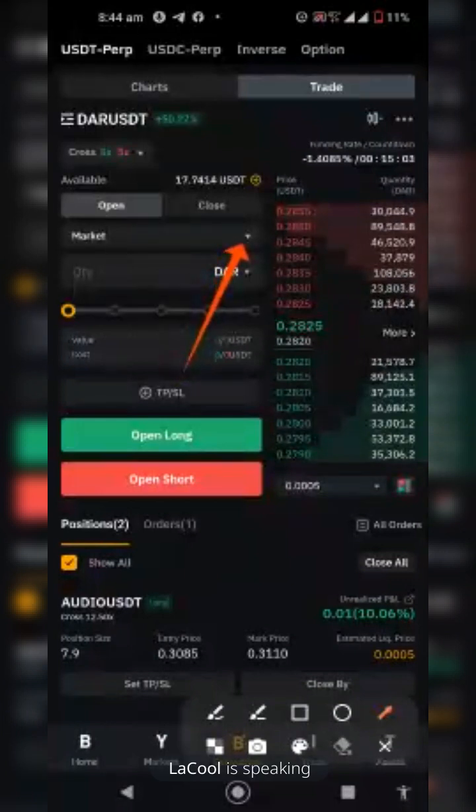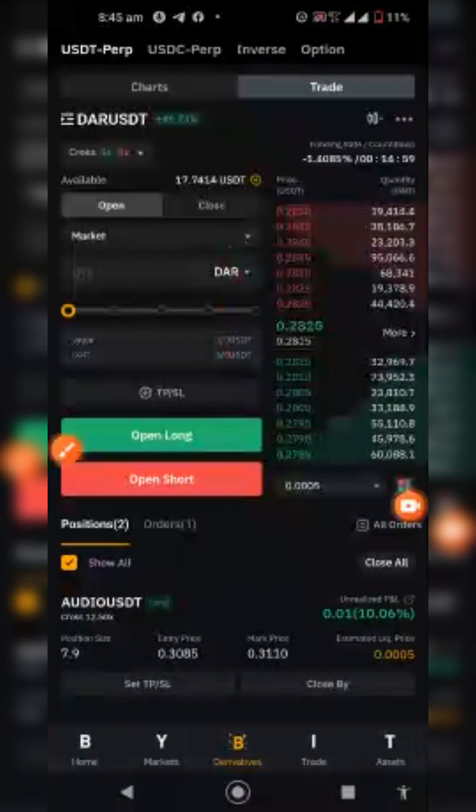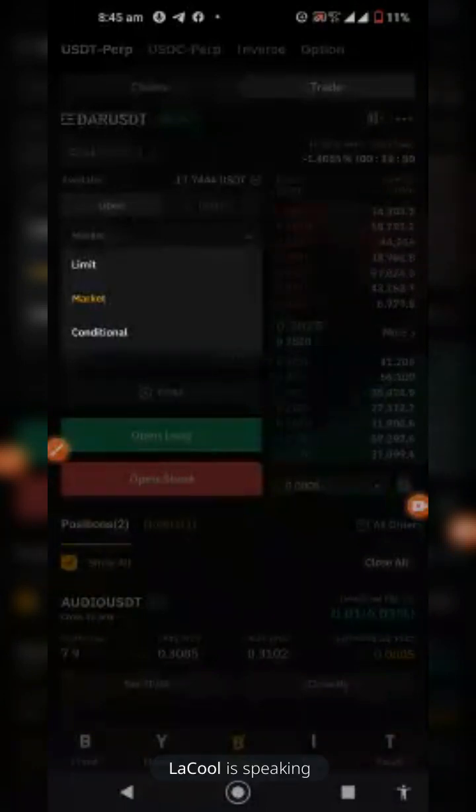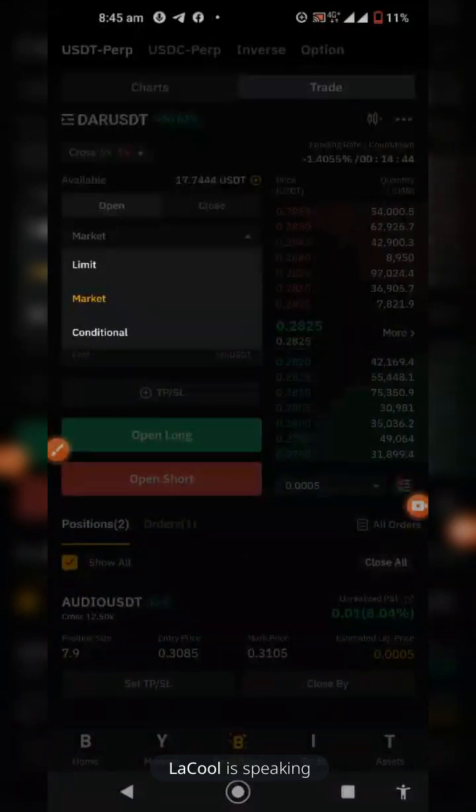This one here. If you click it, this is what comes out. Limits, market, conditional. Now, limits here is like where you would like the price to take you in.